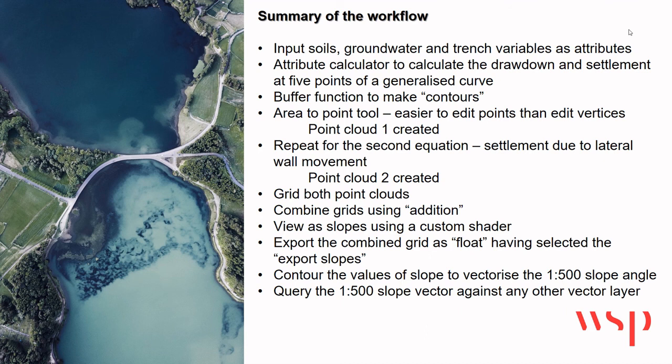And then, because it was vectorized, I could query that 1 in 500 slope vector against any other vector layer, if I'd have had them in my data set or if I'd have needed to.